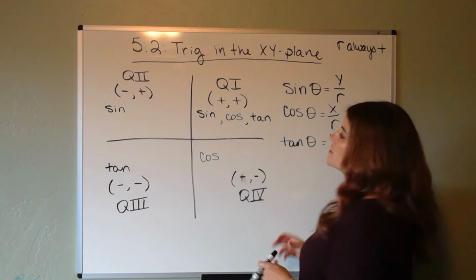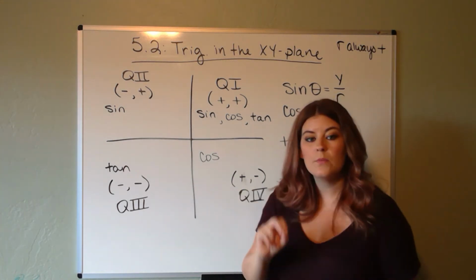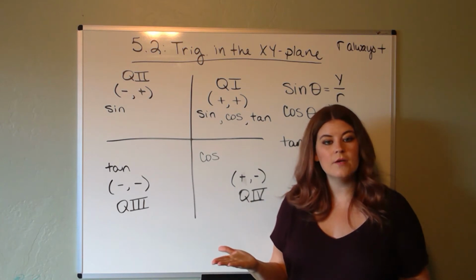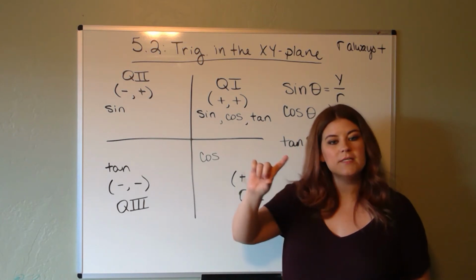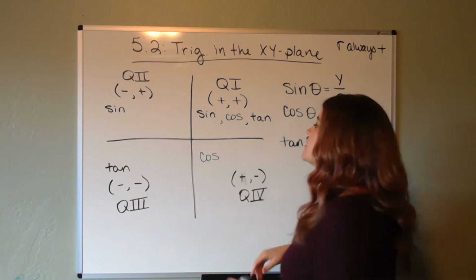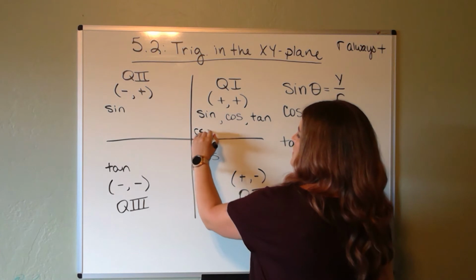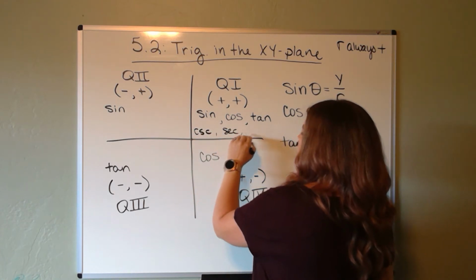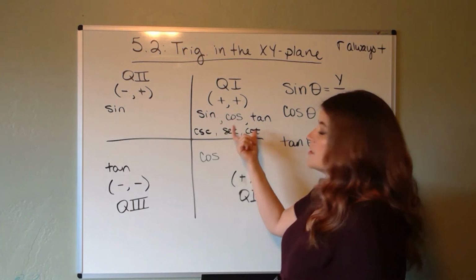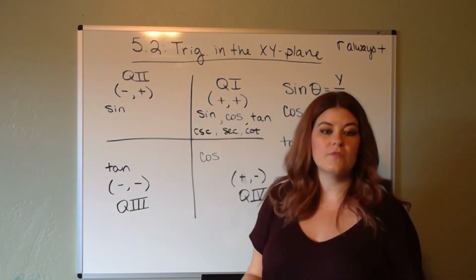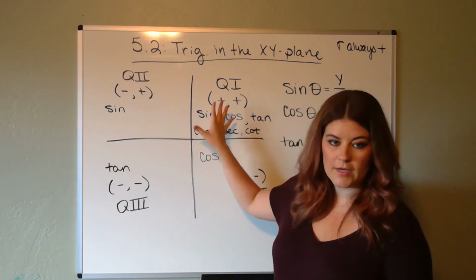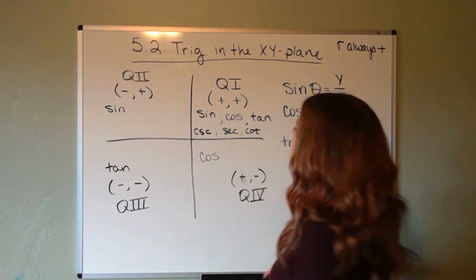Before we move on, I want to note that the reciprocal pairs share the same sign. So if sine is positive somewhere, cosecant will also be positive, because taking the reciprocal, just flipping something over, doesn't change its sign. So that means that I could add cosecant, secant, and cotangent here, all the reciprocals of those, which means in quadrant 1, all trig functions are positive. These are the angles that we can work with using a right triangle, so that makes sense.